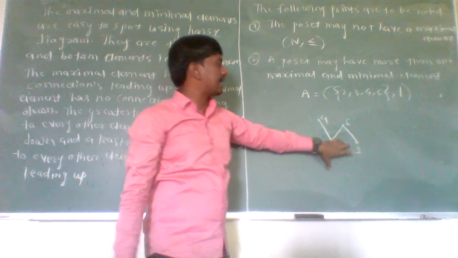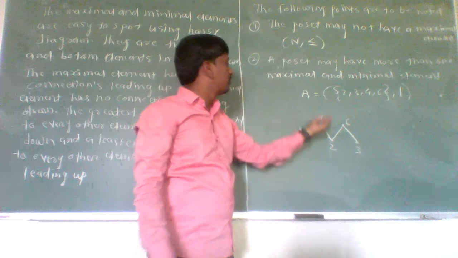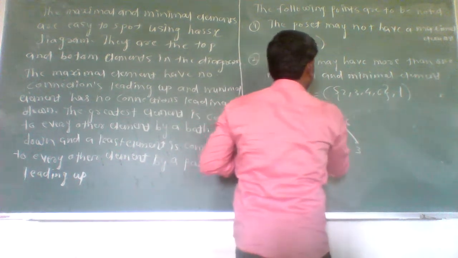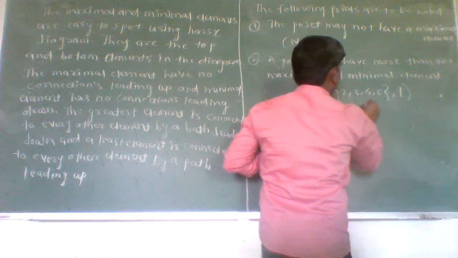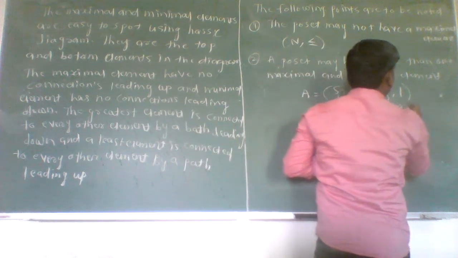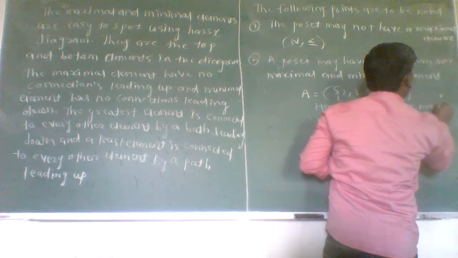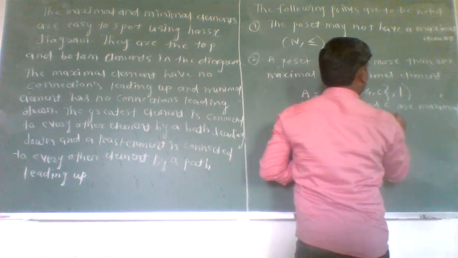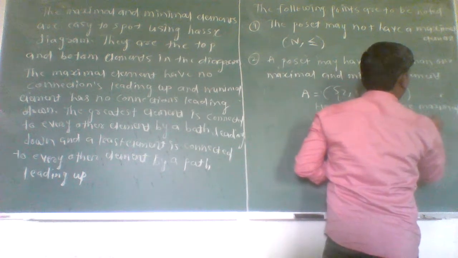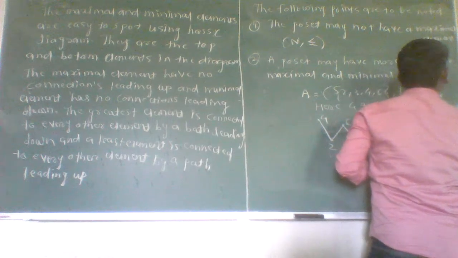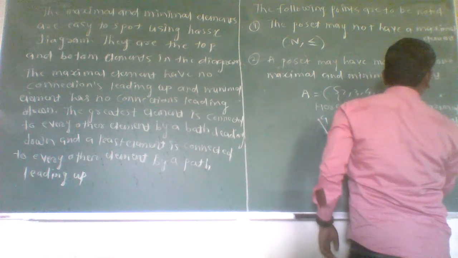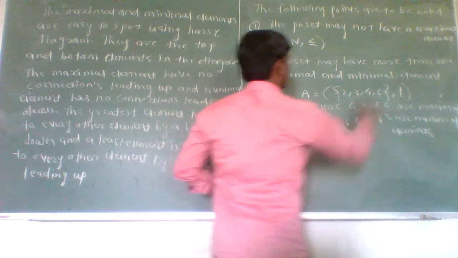Now, from this diagram, the given poset has 4 and 6 as the maximal elements, and 2 and 3 as the minimal elements. Therefore, we conclude that a poset may have more than one maximal and minimal element. Okay, now the third one: a poset may not have any greatest element.